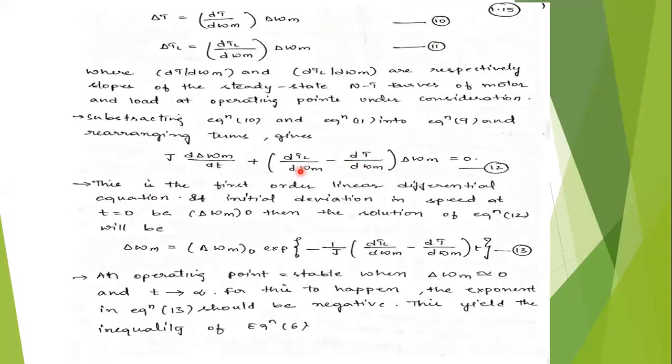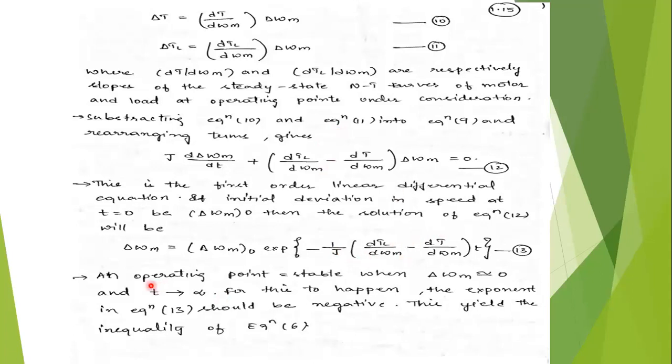So if t is equal to 0 and Δωm is equal to 0, then equation 12 gives Δωm equal to Δωm(0) times exponential of the term. This 12th equation is a first order linear differential equation. We are differentiating it with respect to speed at t equal to 0, so minus 1 by J times dTL, and this term will be as usual.